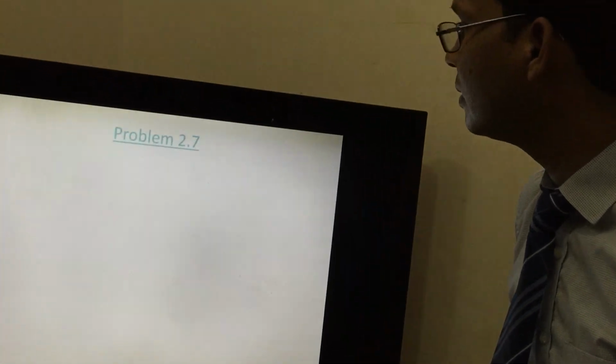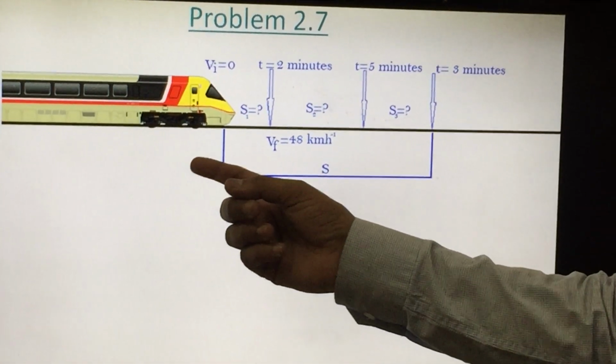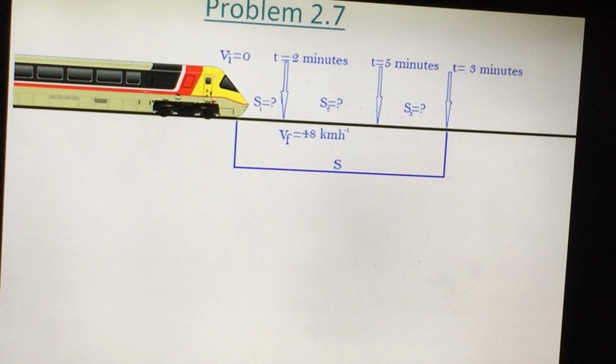Hi there. Today we will be discussing problem 2.7 of class 9, second unit. In this problem, a train is moving with uniform velocity, but first it was at rest.